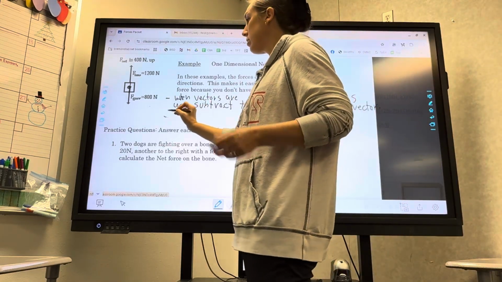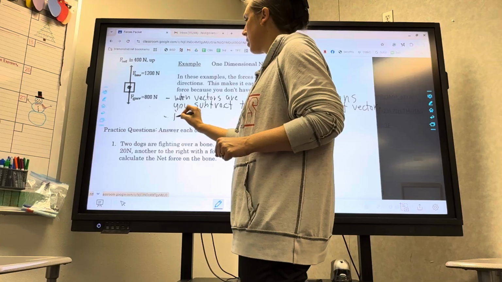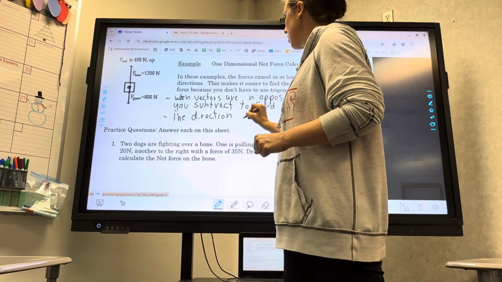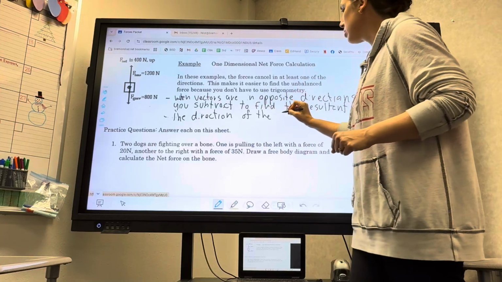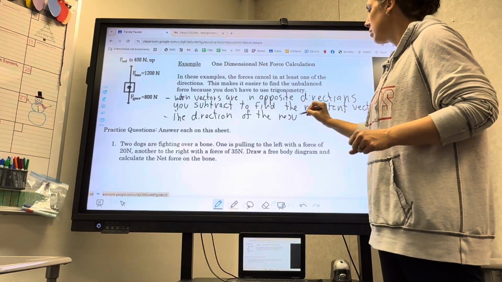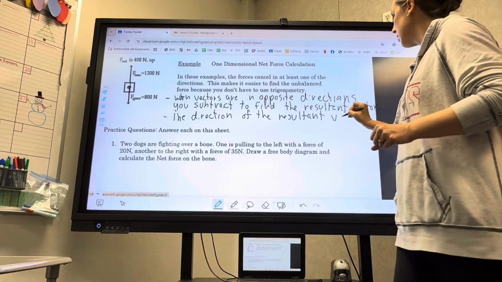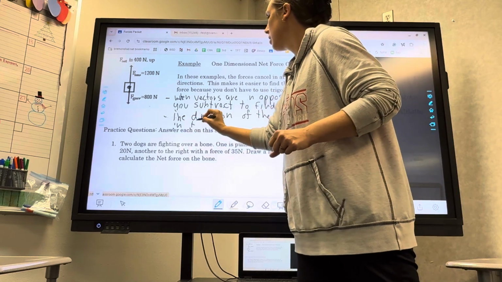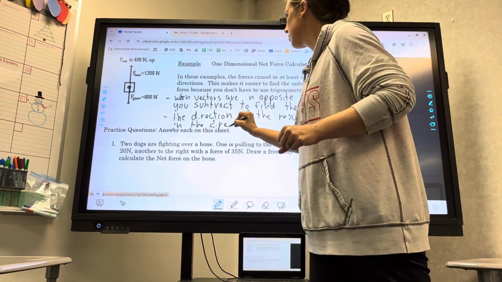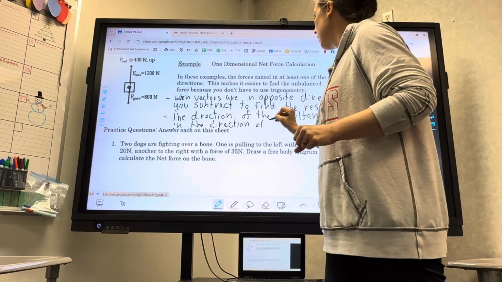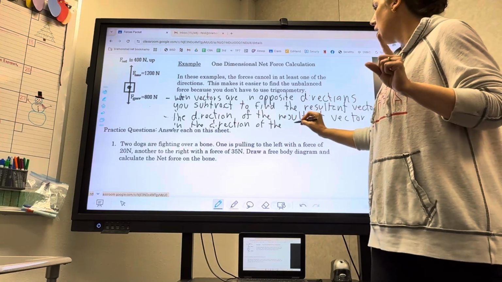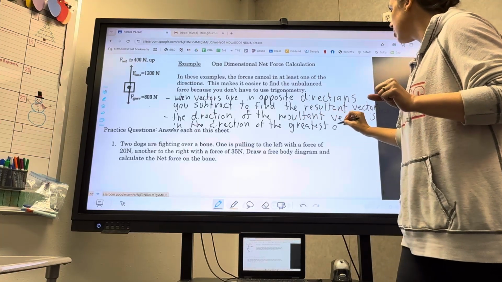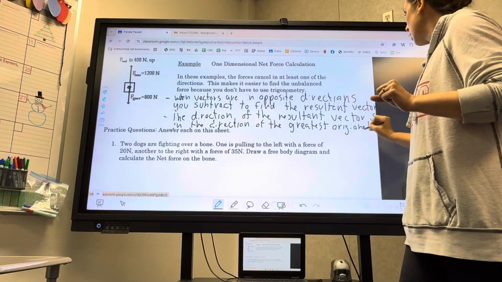And then the next note for the subtraction is the direction of the resultant vector is in the direction of the greatest original vector force.